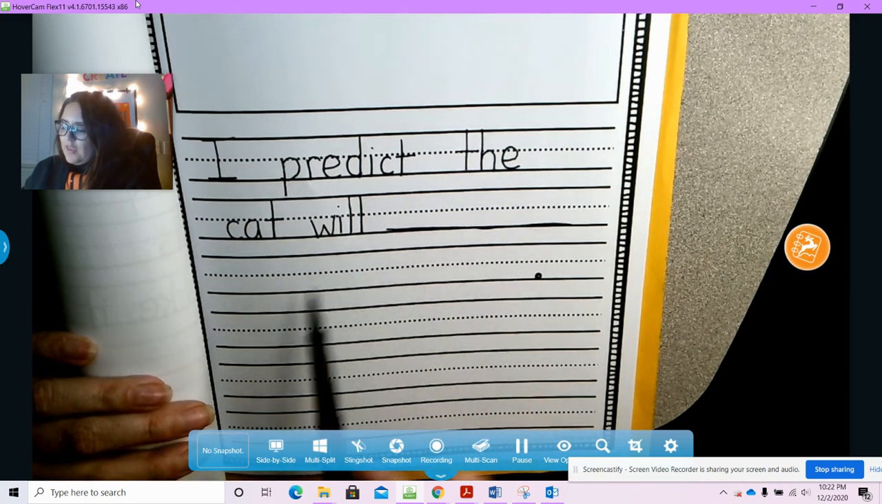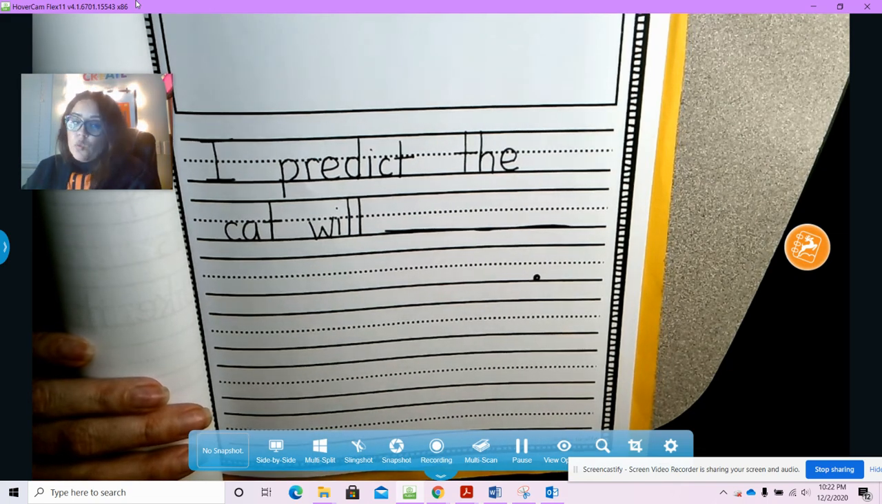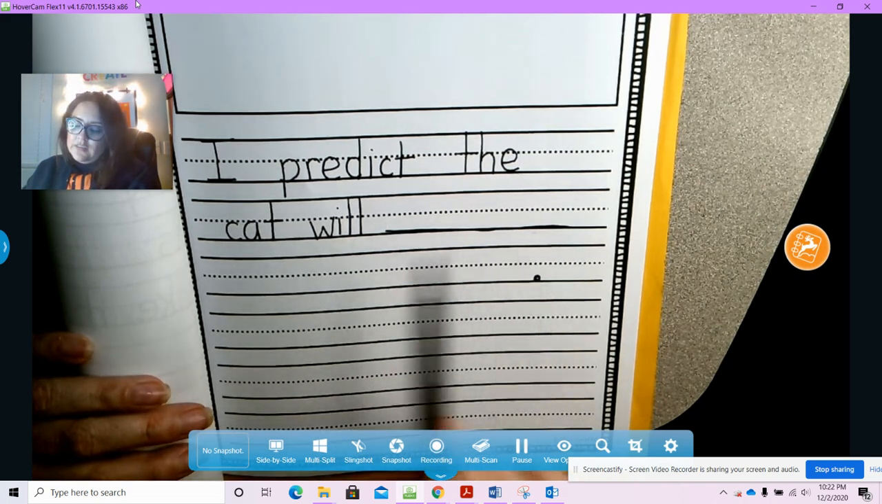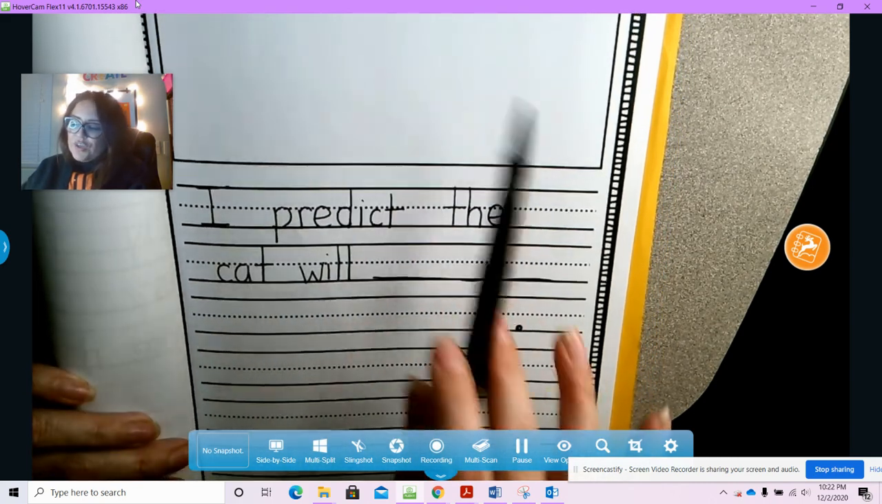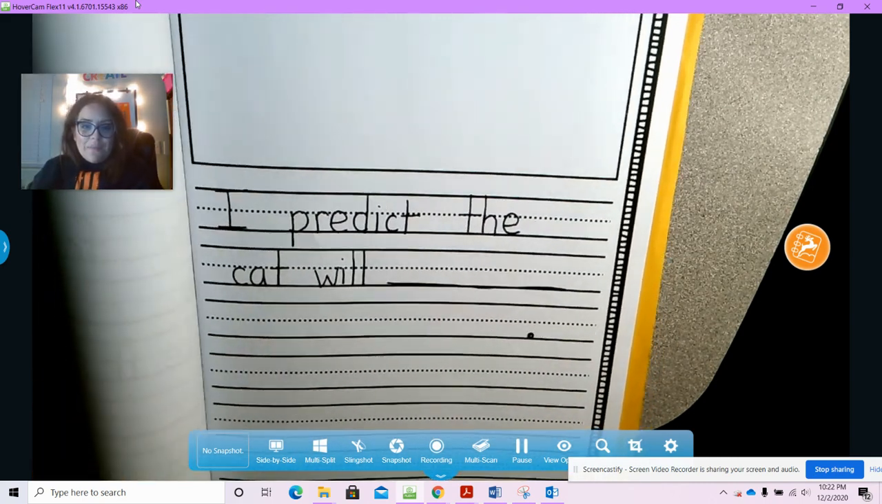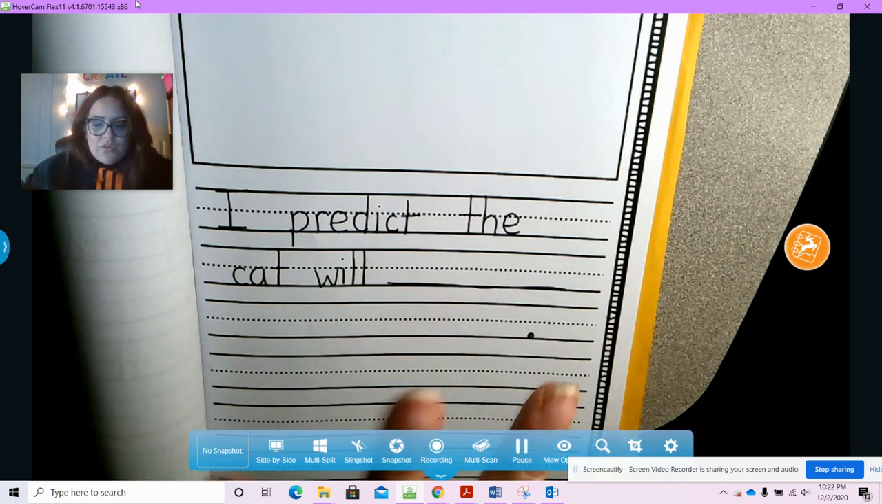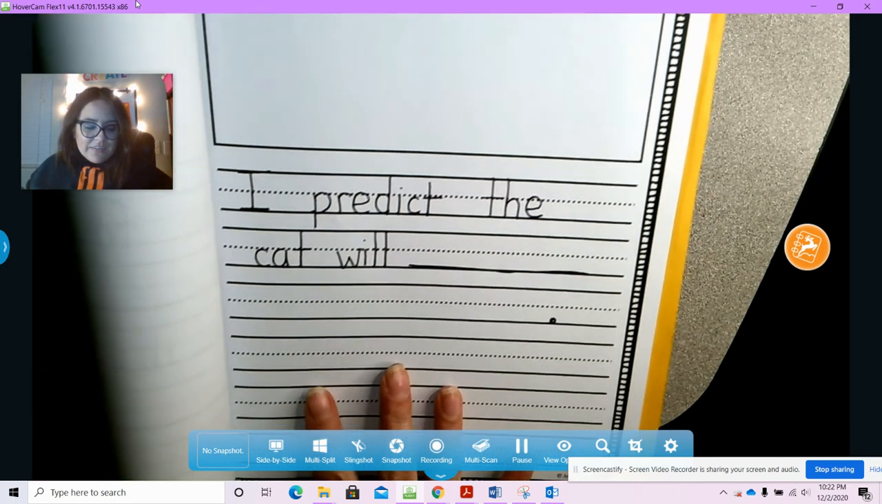Okay. And you're going to write your sentence. Then I want you to practice reading your sentence to yourself when you're all done. And then you're going to draw a picture to go with it. Okay? You are going to take a picture of your work and turn it into Canvas.